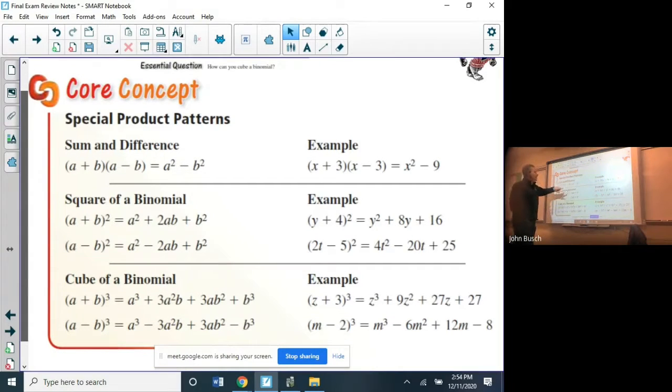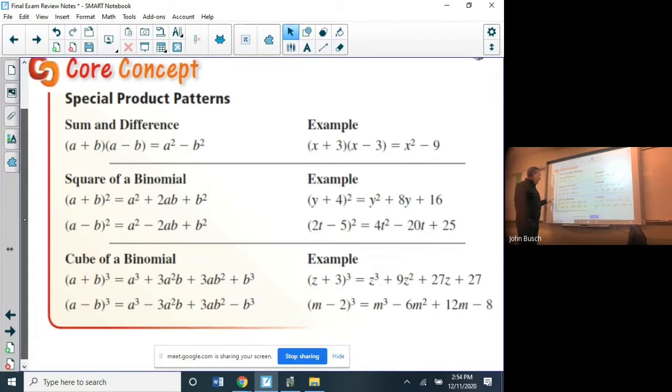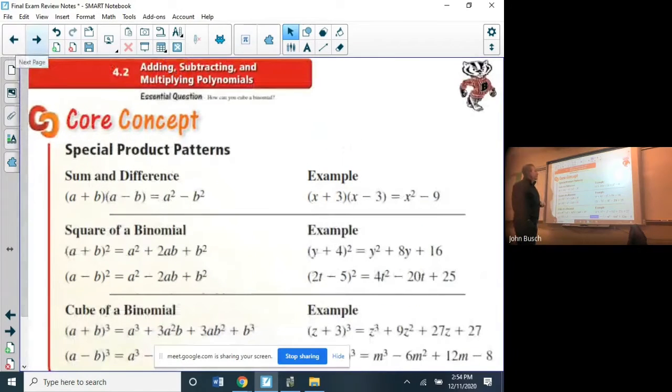Like if you multiply two conjugates, you get difference of squares. If you multiply a binomial squared, you get this pattern. And if it's a minus b, you get that pattern. And then if you cube it, you get the 1, 3, 3, 1 pattern. And if it's negative, it's positive, negative, positive, negative pattern. Anyway, it's just a thing.